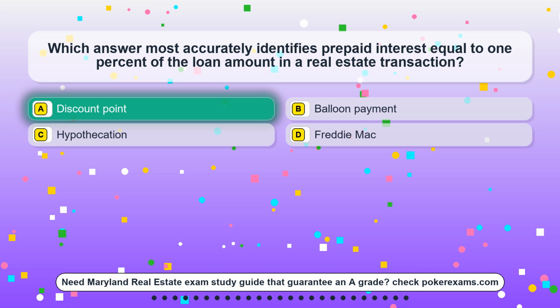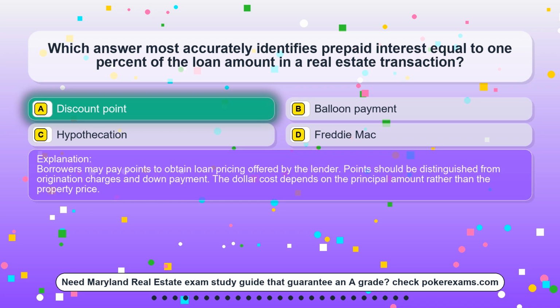The correct answer is option A, discount point. Borrowers may pay points to obtain loan pricing offered by the lender. Points should be distinguished from origination charges and down payment. The dollar cost depends on the principal amount rather than the property price.